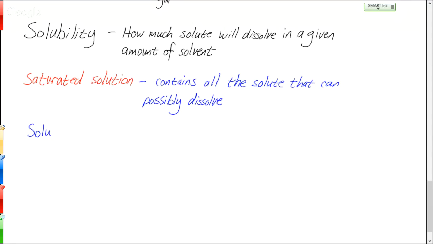Solubility is not always the same. Solubility depends on temperature.